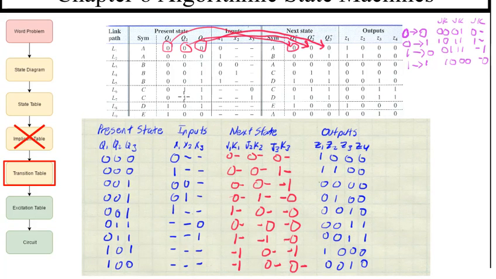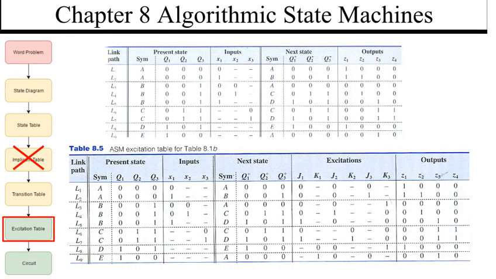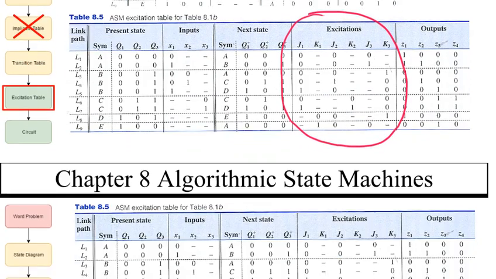The only mistake I made was going from here to here is a dash 0, so this should be a dash 0. Okay, so here is the new table. This is what I created in red right here. Now our goal is to build the circuit.